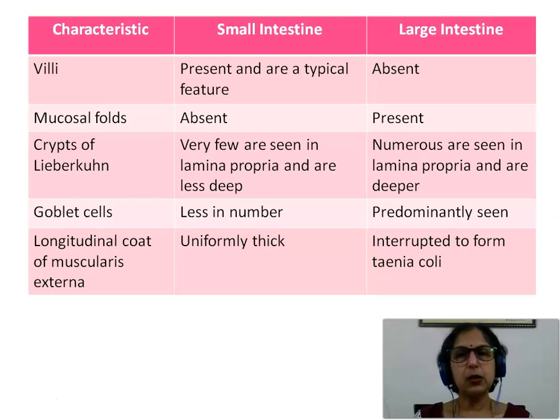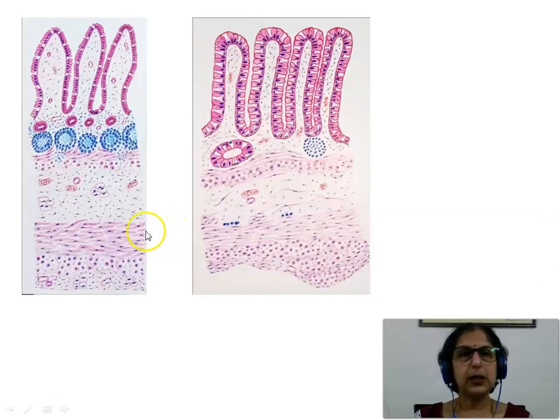the colon. This here is a diagram of histology of ileum, part of small intestine, and this is histology of colon, part of large intestine. So let us see the differences here. What we see here are the villi present in small intestine, and what we see here are mucosal folds which are present in the large intestine.